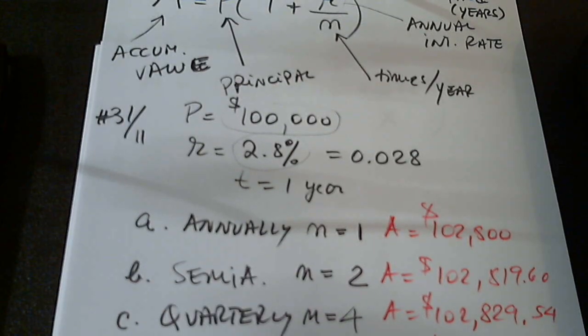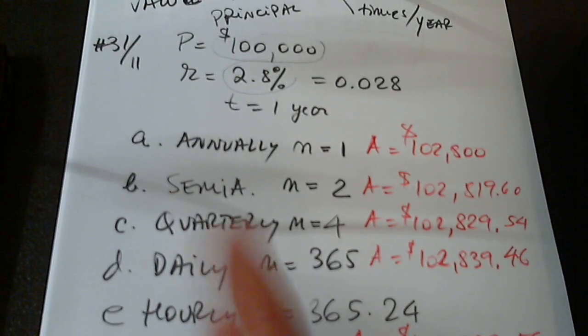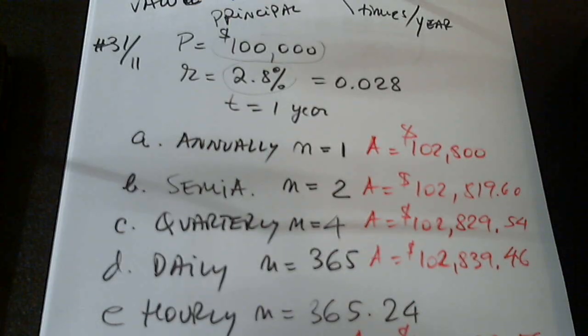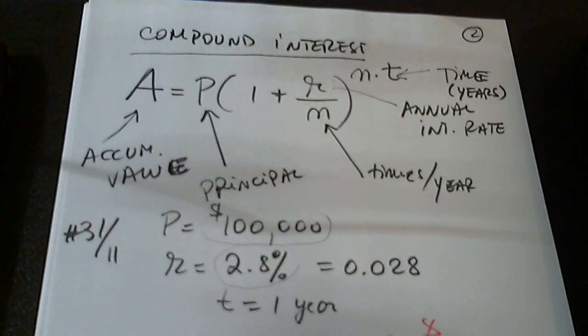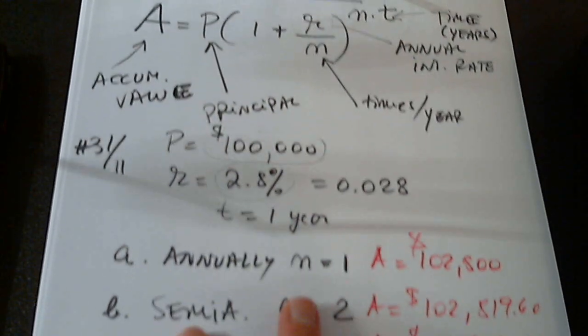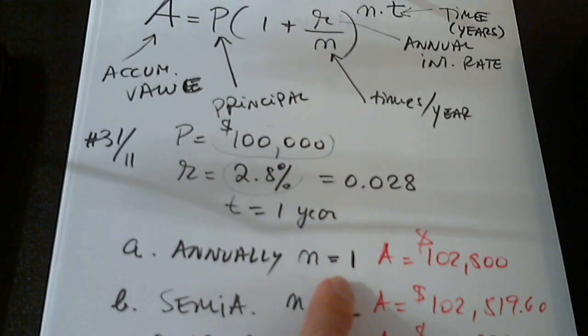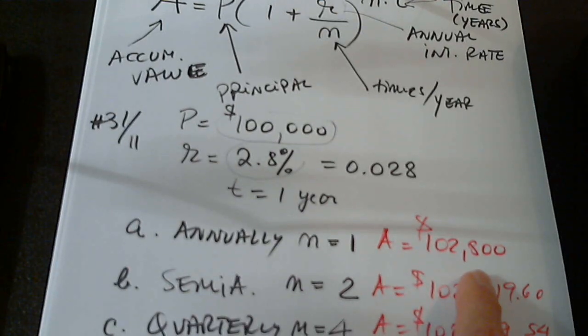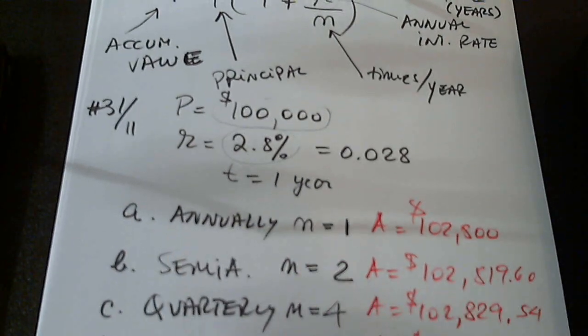Again, I don't recommend you performing this operation and plugging in. You may make a mistake. You can type in something wrong. This is the best way, in my opinion. And that's how we deal with compound interest. So if you deposit 100,000 today at 2.8% for 1 year, and the bank says we are only compounding the interest annually, then you will get this at the end of 1 year. Twice a year, you'll get this, and so on and so forth. Any questions, please?